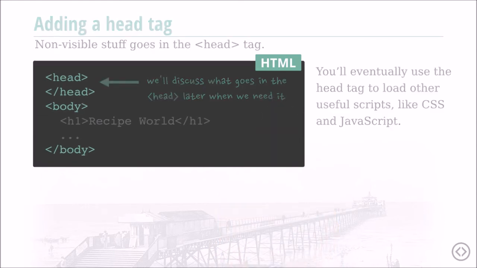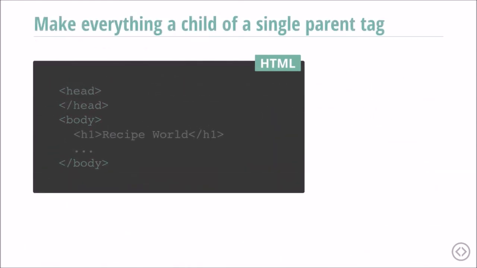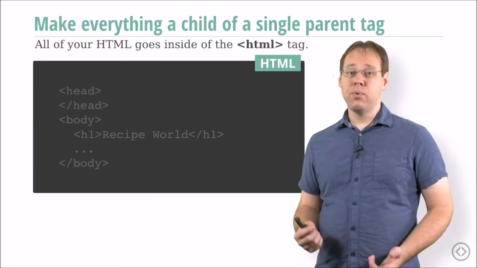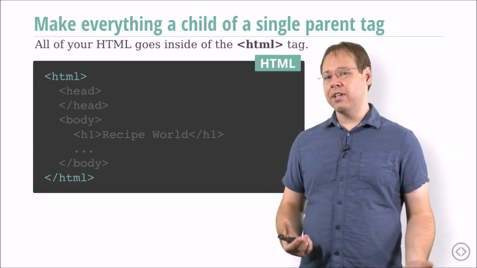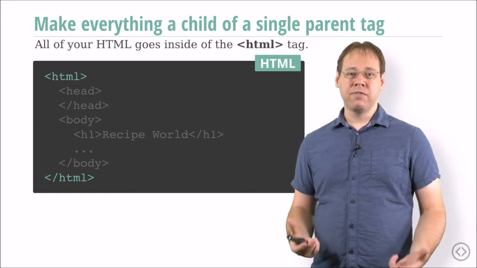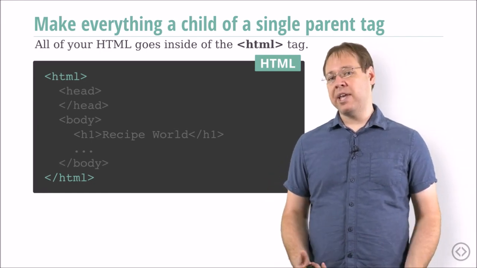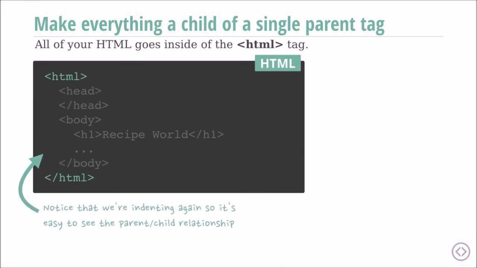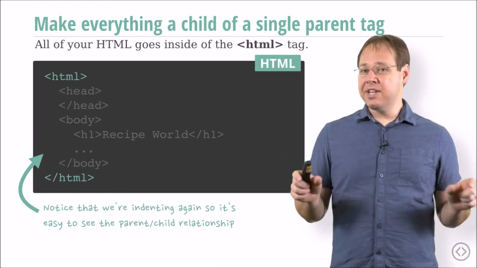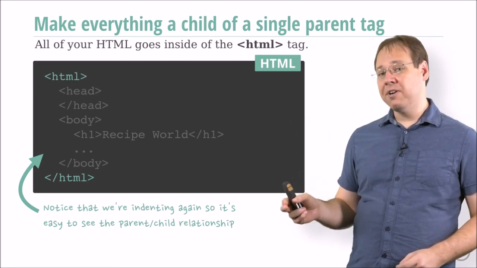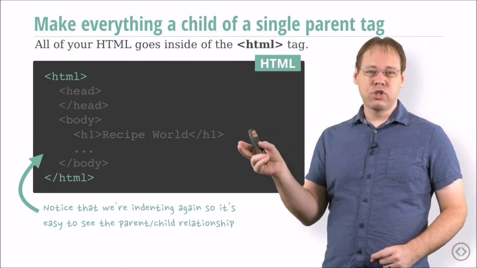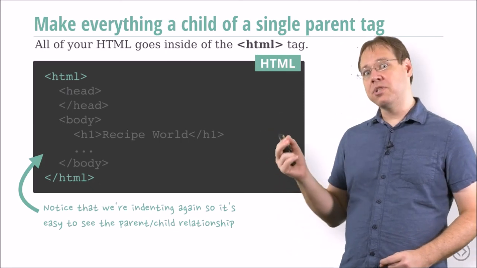Then we'll want to go one step further and take everything in our head and body tags and make them children of a single HTML tag. There's always only one HTML tag on a page, and like head and body, it doesn't really change the way anything looks, but it just helps keep all of your content organized so the browser can display it in the best way possible. Notice too that as we build out this final structure of our HTML page, we're keeping those indentations accurate. So we can easily see that head and body are children of the HTML tag, and our H1s and paragraphs and lists are also still children of body.